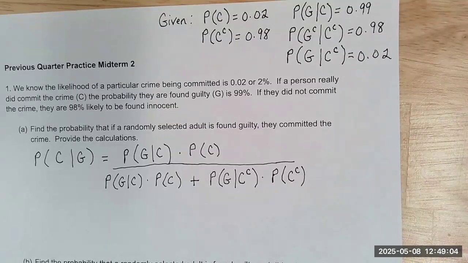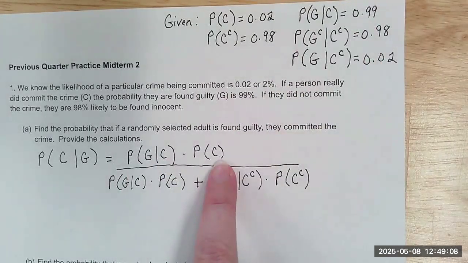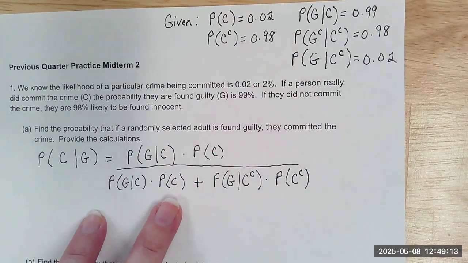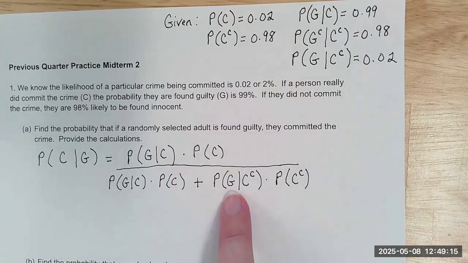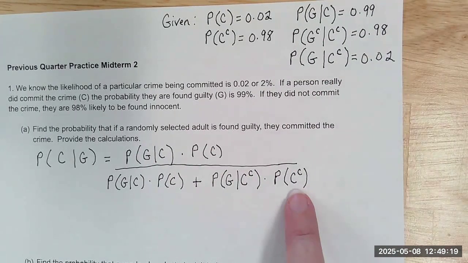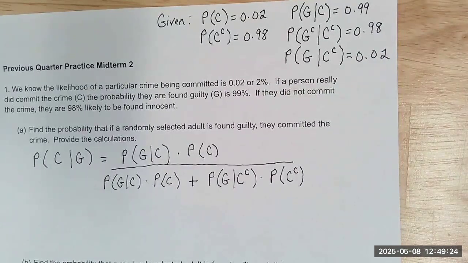Now here's the cool thing. Probability of G given C, we have that number. Probability of C, we have that number. Obviously, we have both those numbers again here because that's identical, so I have those. Probability of G given C complement, that was one of the things that we found up here. And probability of C complement, we also found that up here. So we have all those numbers now. We're just plugging them in.